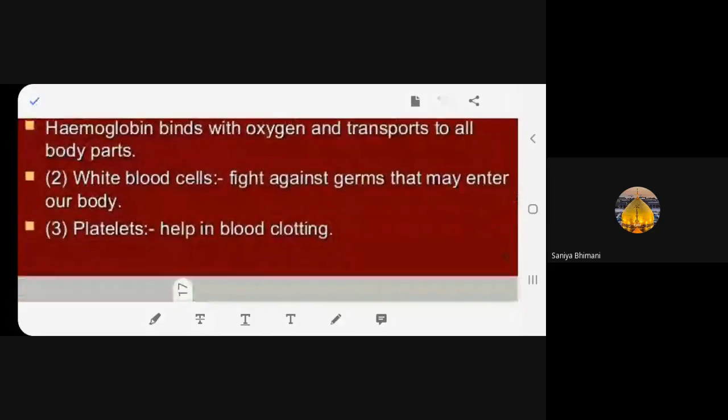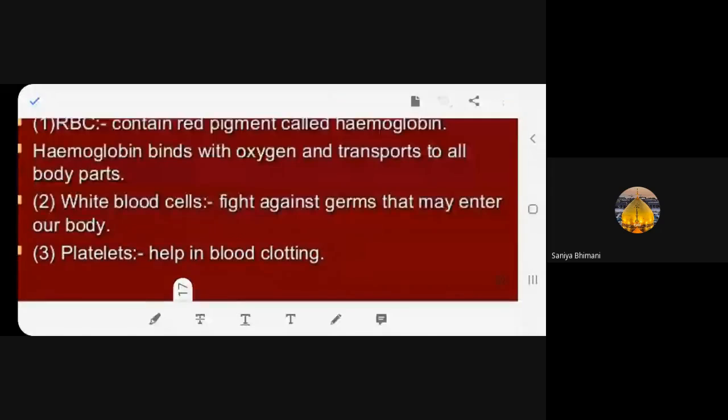Next cell of the blood is, read better. Number 2. White blood cells fight against the germs that may enter our body. Fine. Now, WBC function, the second cell is WBC or white blood cells. What is the function of it?